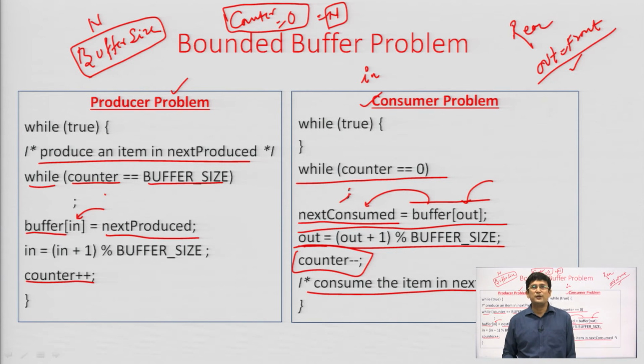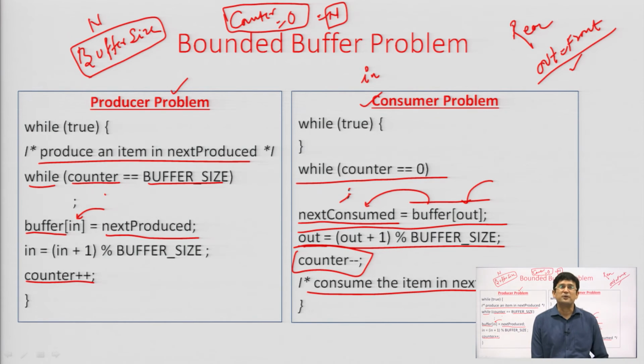So, this is the solution to the bounded buffer problem, or you can say that this is simply the enqueue and dequeue operations in the queue. These enqueue and dequeue operations ensure that the buffer size does not get crossed, and if the counter is telling you the 0 value, it means that there are 0 items in the queue, so you cannot consume any item from that queue.